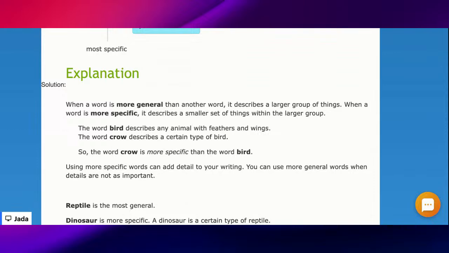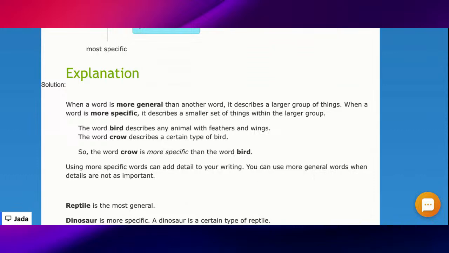So you know that we have different types of birds. So when we are more specific and we say the kind of bird that we're talking about, that is more specific. But when we just say bird, that means it is more general. So using more specific words can add detail to your writing. You can use more general words when details are not as important.